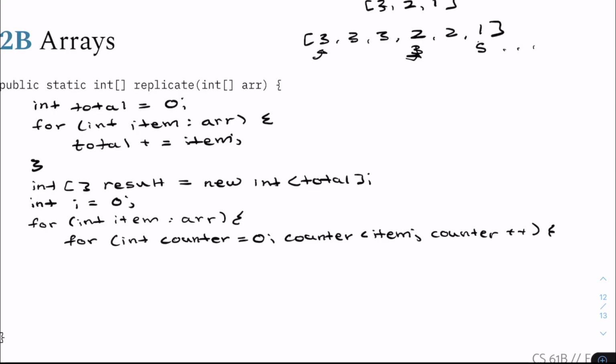And then we're going to do result. And then, like I said, we have this I here that acts as a counter to keep track of where we are in the result array. So result[I] equals item, and then I plus plus. And so this will add each item times, and then this will iterate through each of the items to do so. So now that we've done that, we can return result.